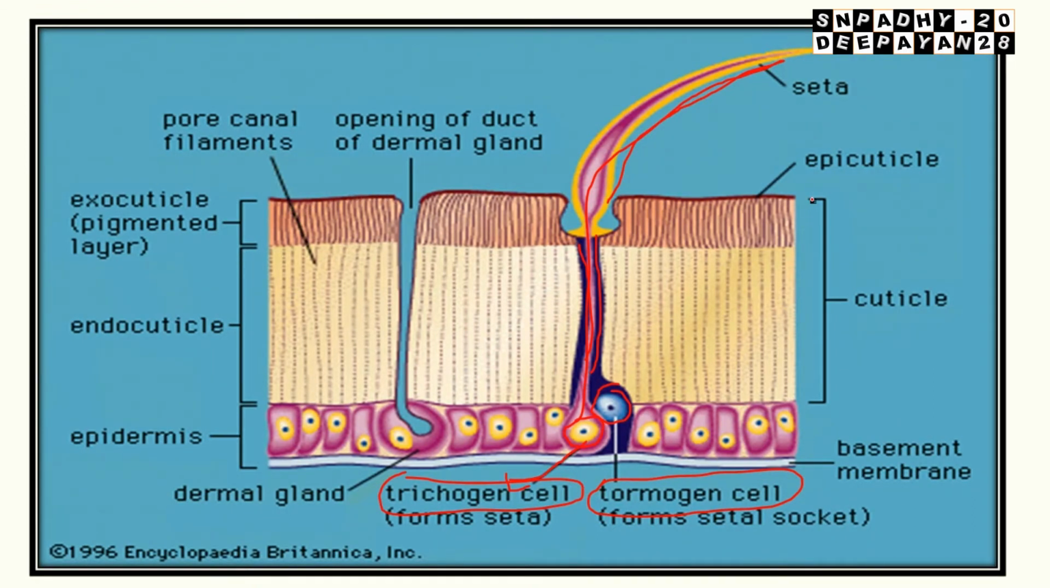Okay, this total is known as what? Cuticle. Again we will divide that cuticle later on. Then this one is the epidermis, and this one is the basement membrane. In epidermis, different cells are there, and these cells are held together by means of what? Desmosomes.